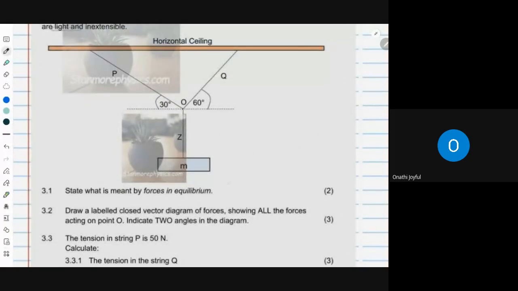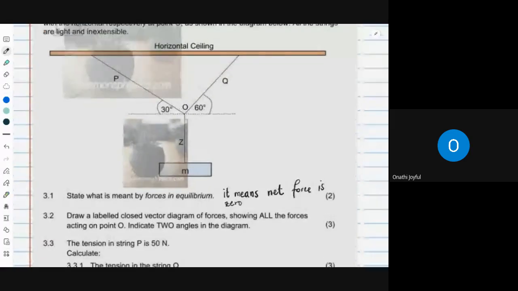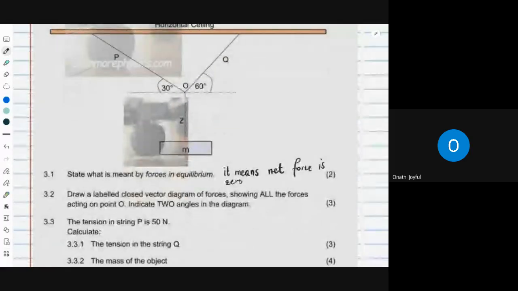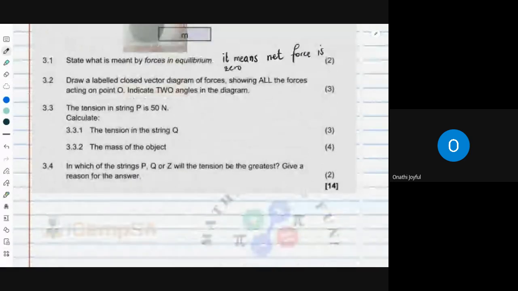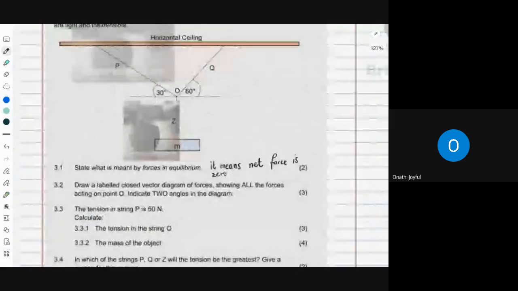So equilibrium means the net force is zero. Or you could have said it means the object is at rest or it's not moving. But for now, let's take this net force one. So that's it, guys. I hope you get that part.